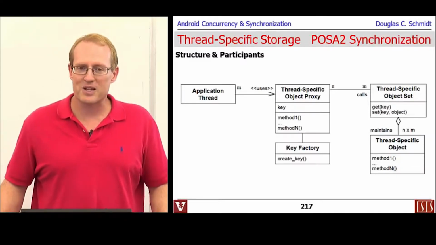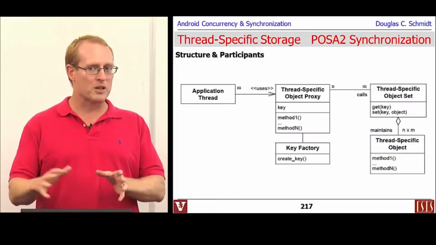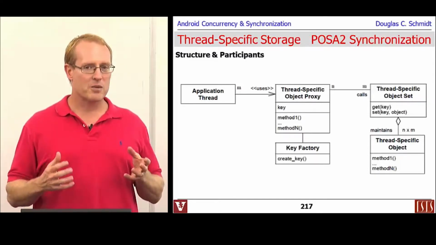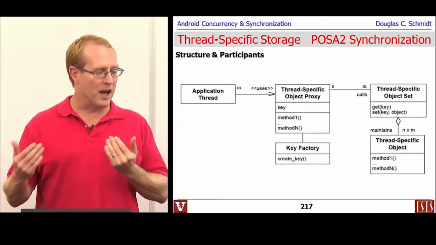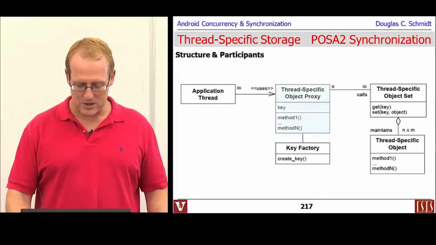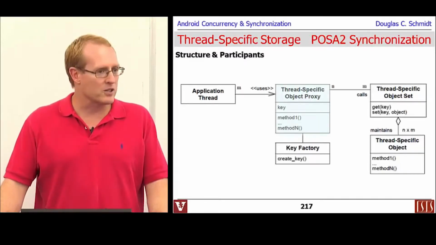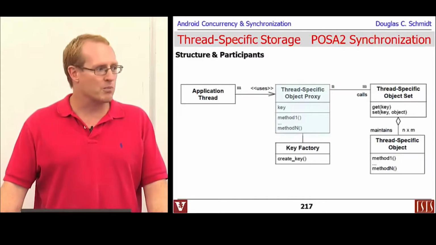And it's kind of interesting because there's a bunch of toolkits that give you building blocks of some of this stuff, but they're somewhat unsatisfying if you don't do the whole pattern. So I'm going to talk about the different pieces in turn. The first piece we're going to talk about is something called the thread-specific object proxy.